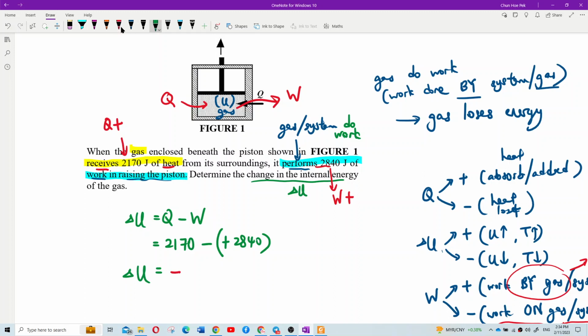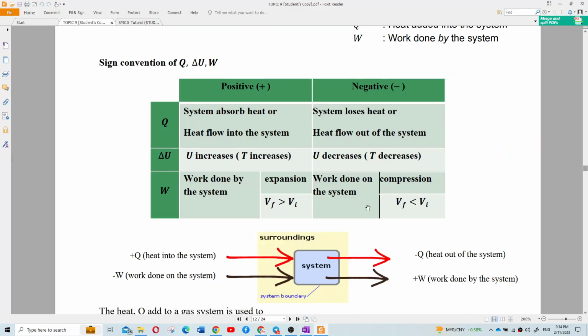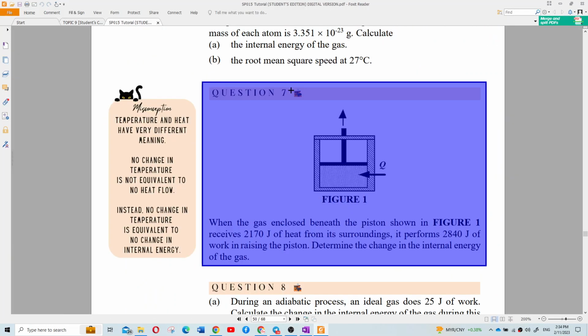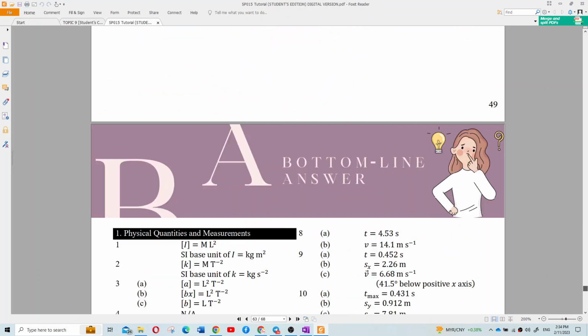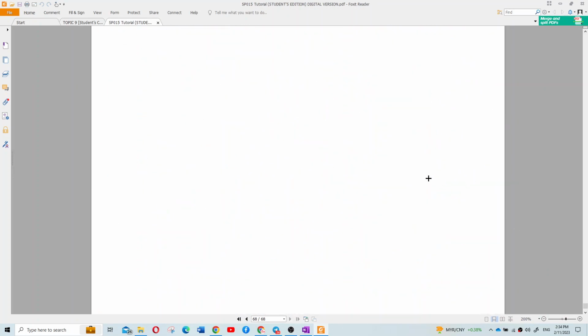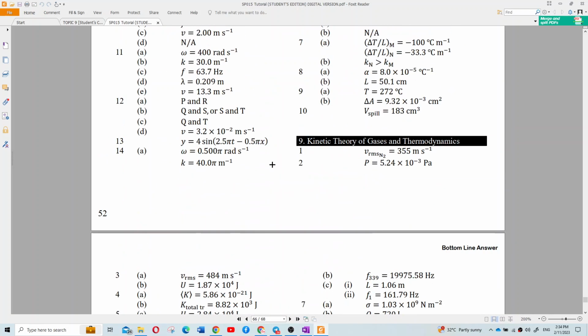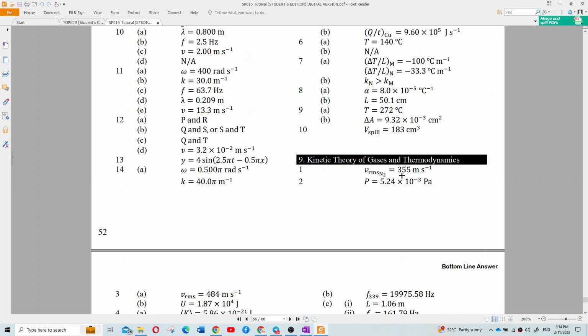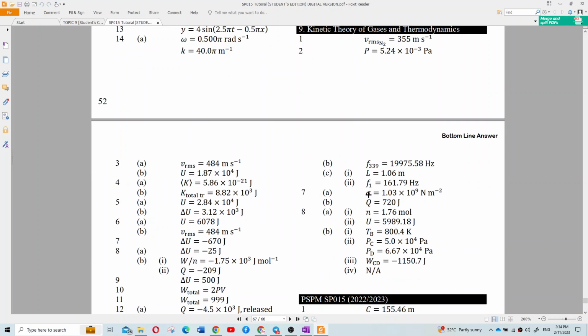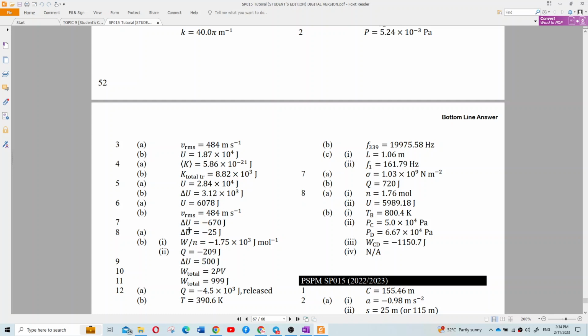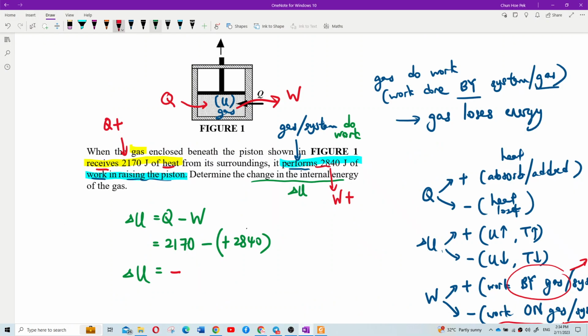Negative what? Calculate for me, class. 2840 minus 2170. What is the answer, class? Let me see the final answer. Question 6, 7. Here. So question 7, negative 670. Negative 670 joule.